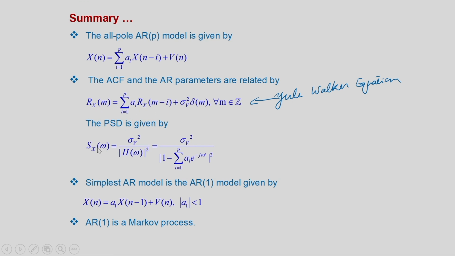And the PSD is given by Sx of omega is equal to sigma v square divided by mod of H of omega squared, that is equal to sigma v square divided by mod of 1 minus the summation i going from 1 to p of ai into e to the power minus j omega i, whole squared. The simplest AR model we discussed is the AR1 model, which is given by xn is equal to a1 into x of n minus 1 plus vn, where mod of a1 is less than 1, that is the requirement for stationarity. AR1 is a Markov process, that also we established. Thank you.